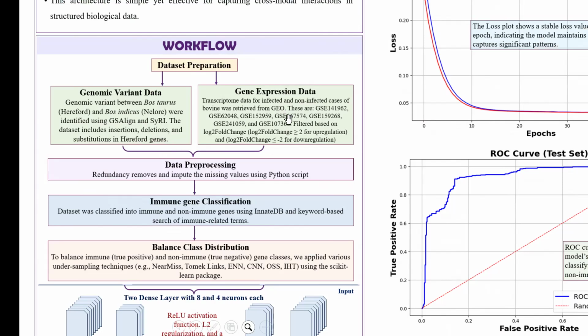On the other hand is the gene expression data. We particularly collected expression data for infected and non-infected cases of cholera from GEO. This ended up with 7 different GSE IDs. Then we filtered these based on log fold change. If it is greater than 2, it means upregulation, and less than or equal to minus 2, it means downregulation.